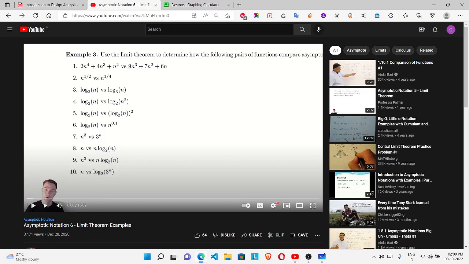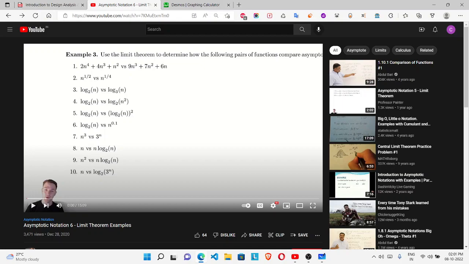N cube and 3 raised to n. We all know that 3 raised to n will be much larger as compared to n cube. So this will also become 1 by infinity. So 1 by infinity is 0, 0 means small o. Okay. And then we have n versus n log n. So again, n is smaller than n log n, which is again 1 by infinity.